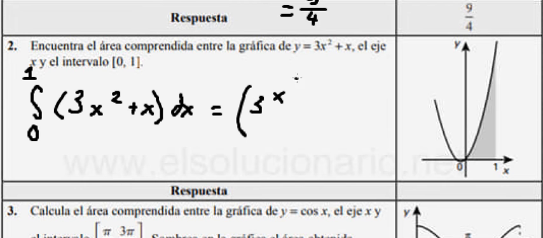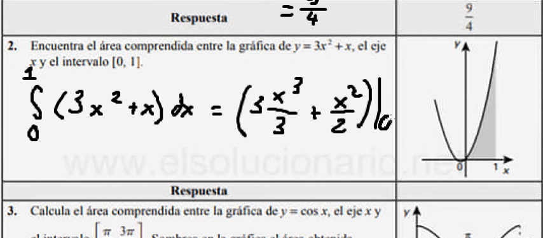3s to the power of 3 over 3, and this one you get s squared over 2. And we have the boundary from 0 to 1. So we put 1 going here, 0 going here, and we get 3 over 2.